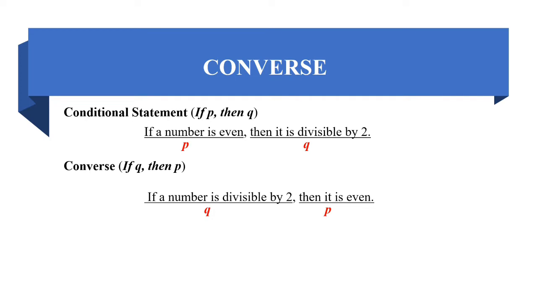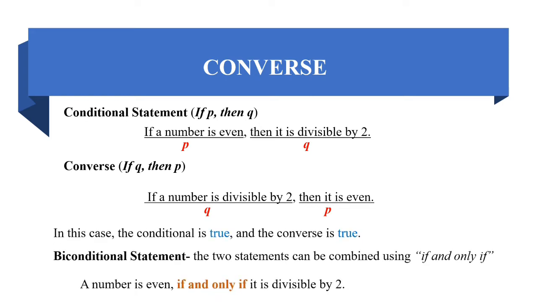So we have to check the conditional statement: if a number is even, then it is divisible by 2. Of course, this is true. All numbers that are even are also divisible by 2. How about the converse? If a number is divisible by 2, then it is even. Of course, this is true. In this case, the conditional is true and the converse is true.